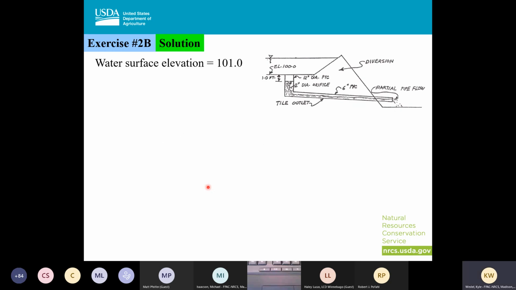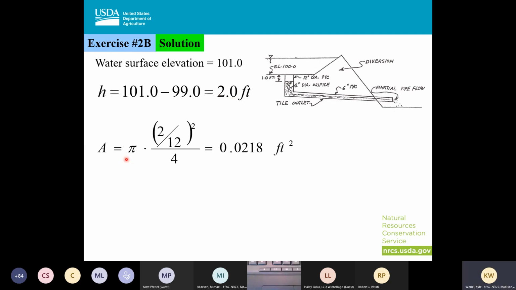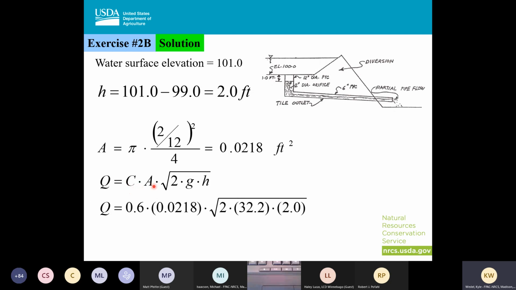All right. So now for when my water surface elevation is at 101. My head, again, my orifice is going to be at 99, so my head's going to be 101 minus 99 to get me down to 2 feet. Again, I'm going to calculate my area through, and I'm going to come up with the same results as I did last time. And so I'm going to plug these in. I know this is 0.6. My area just calculated. G is always 32.2, and then H is 2 feet. So I plug those in, and I come up with 0.15 CFS. So again, as my head goes down, so does my flow.